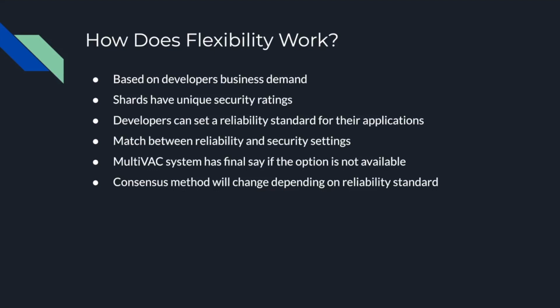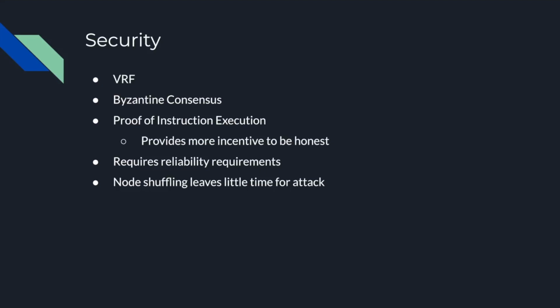For security, MultiVAC uses verifiable random functions to verify sharding assignments for nodes, Byzantine consensus to ensure enough nodes have agreed on the verification of a transaction, proof of instruction execution to provide incentive to do honest work, and make it more taxing to be malicious. Security ratings on shards based on the node composition, reliability requirements so that developers can choose more verification on important transactions, and constant node reshuffling so that the window to carry out an attack on a shard is reduced to mere minutes on top of the other security requirements that are in place.